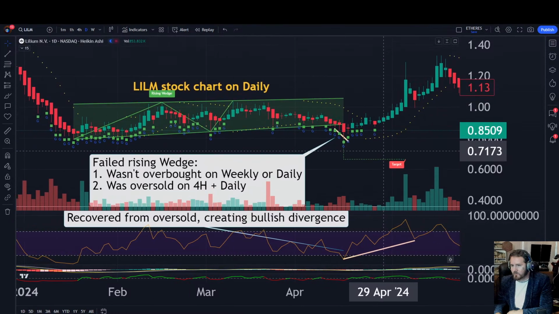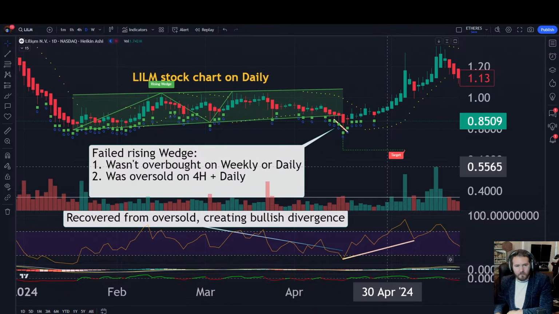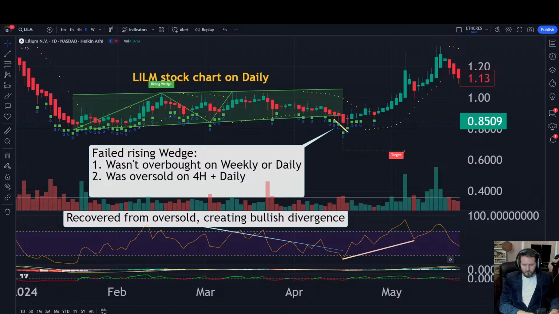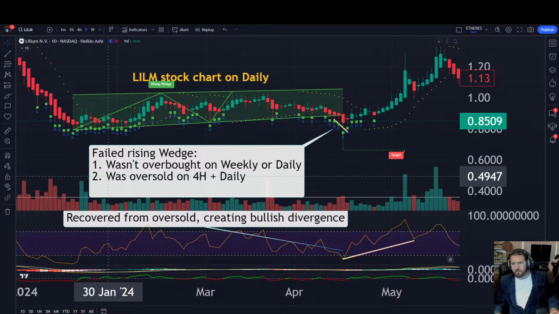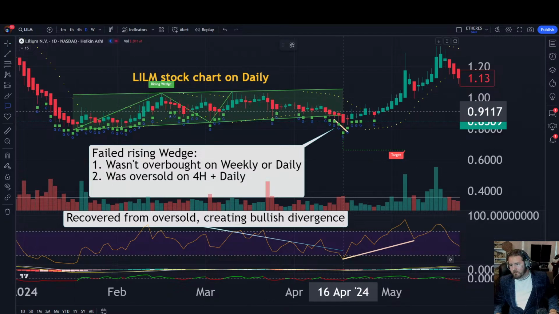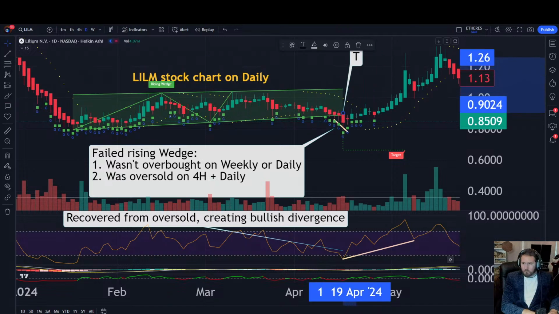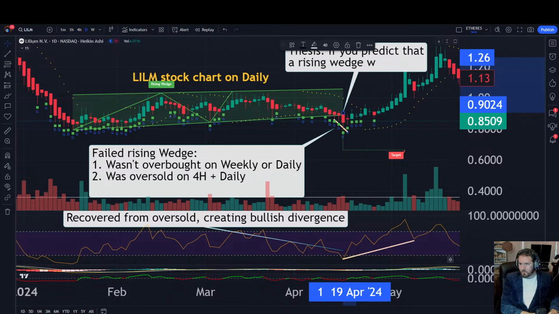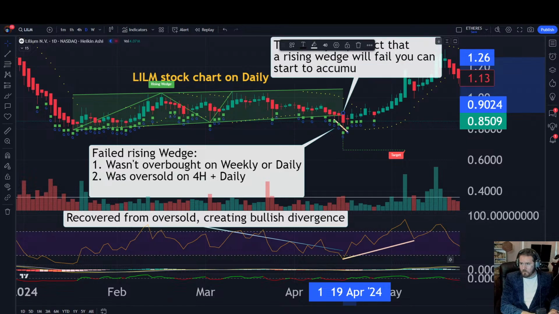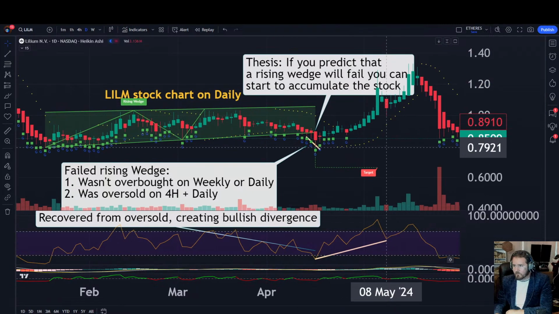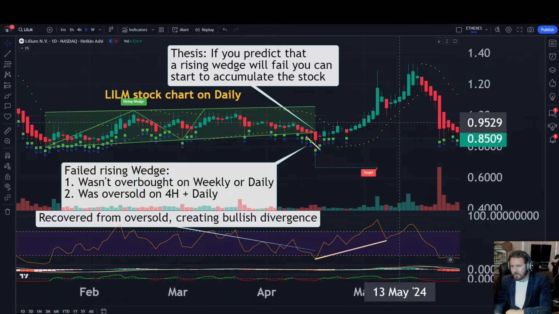All right, let's see if I can add this to the chart as well. How does it look? This looks okay. But this is an example of a failed rising wedge in conditions that will make it fail. So thesis: if you predict that a rising wedge will fail, you can start to accumulate the stock. So that was our thesis.